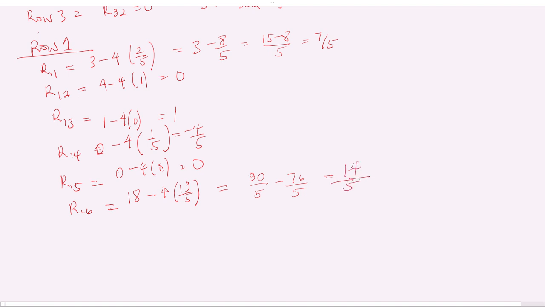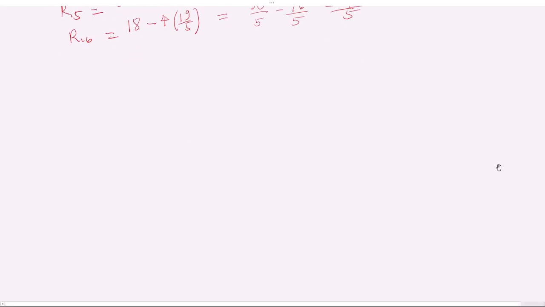So this is 14 over 5. That's the transformation for row 1. Those will be the new values for row 1. We can zoom up and do the same for row 3 this time, because we already have our row 2 the way we wanted it. So this is for row 3.